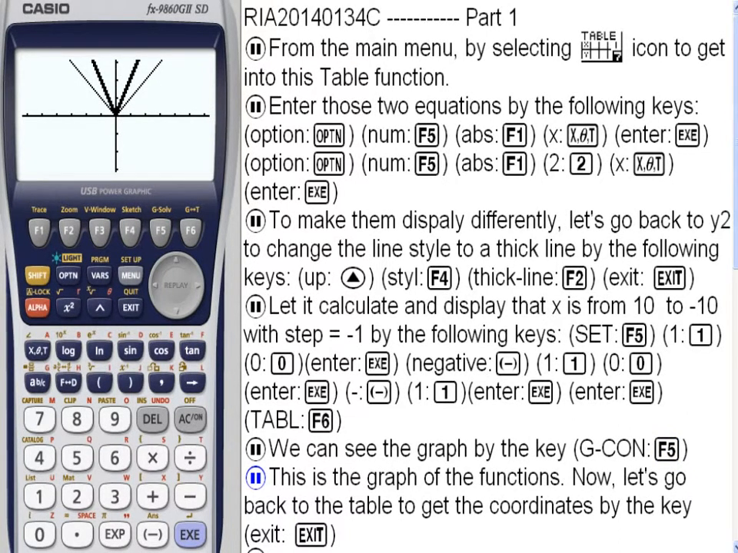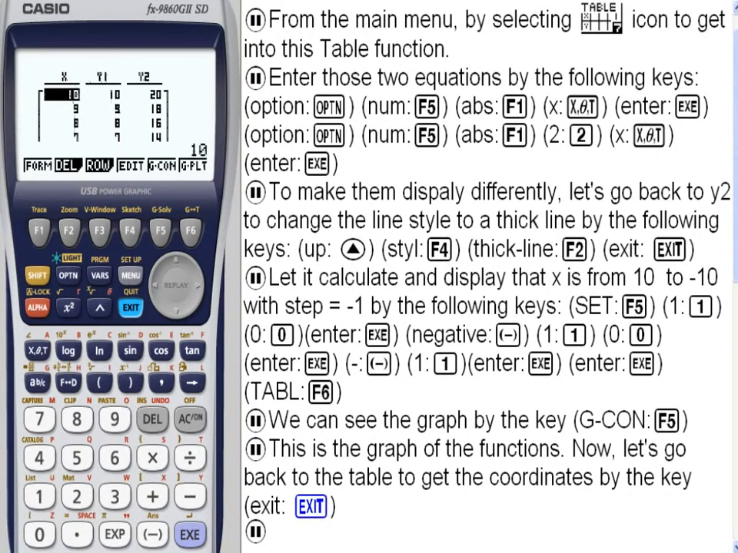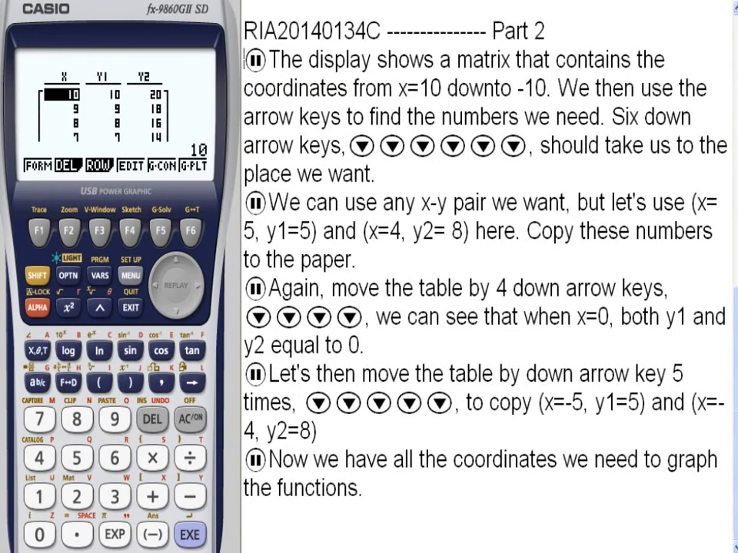This is the graph of the functions. Now, let's go back to the table to get the coordinates by the key exit. The display shows a matrix that contains the coordinates from x equal to 10 down to -10. We then use the arrow key to find the numbers we need. Six down arrow keys should take us to the place we want.